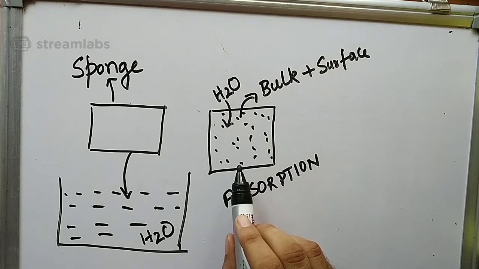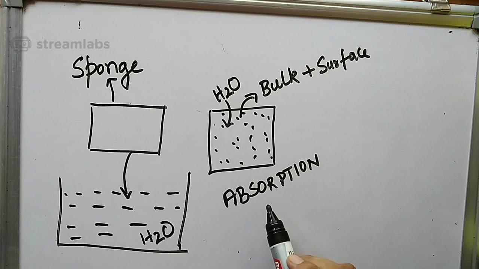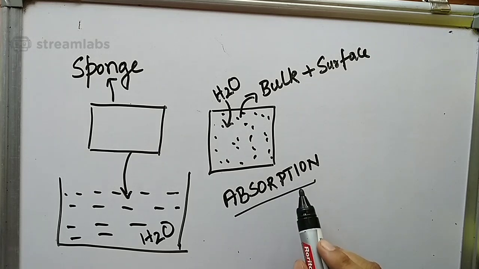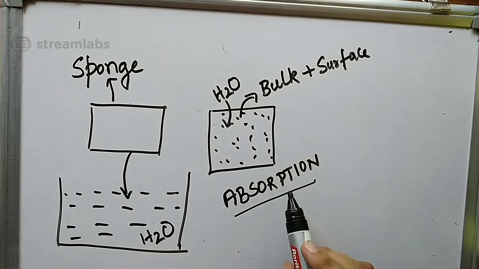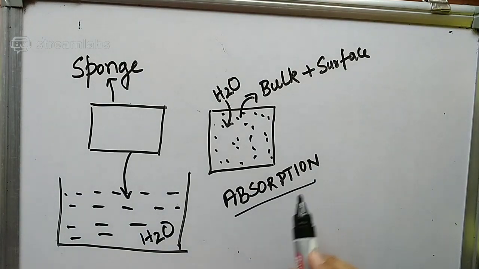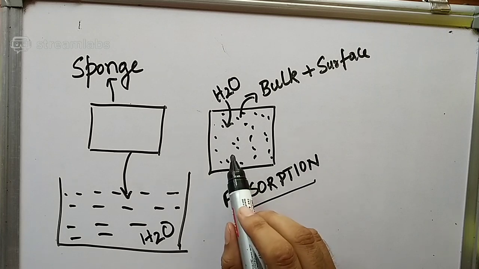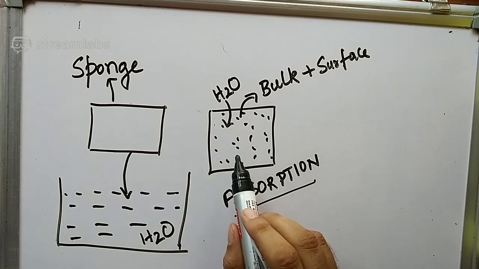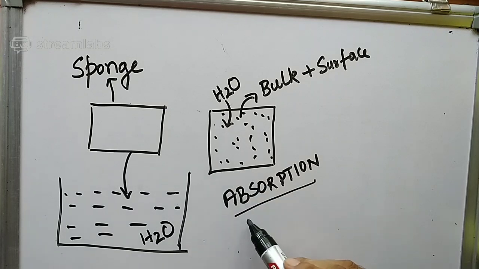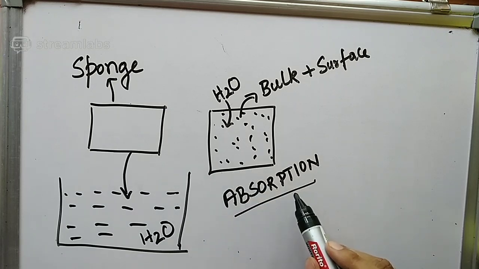Such a phenomenon is called what? We call it absorption. So what is absorption? It is a phenomenon in which one substance enters into another substance and gets uniformly distributed throughout the bulk. What do we call this concept? We call this absorption.